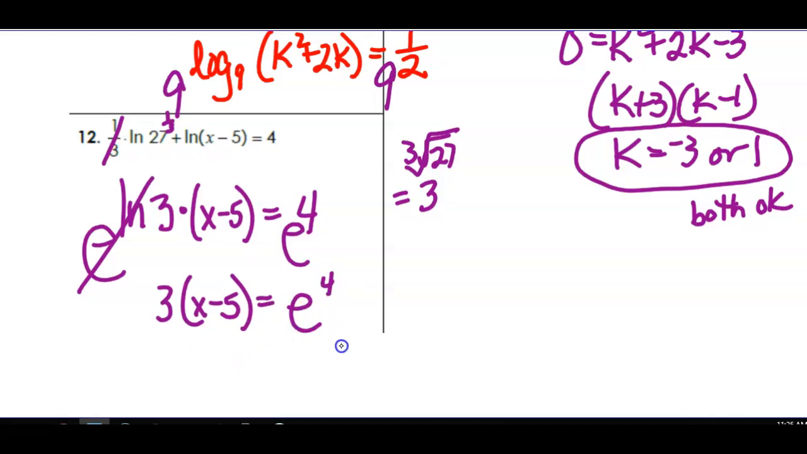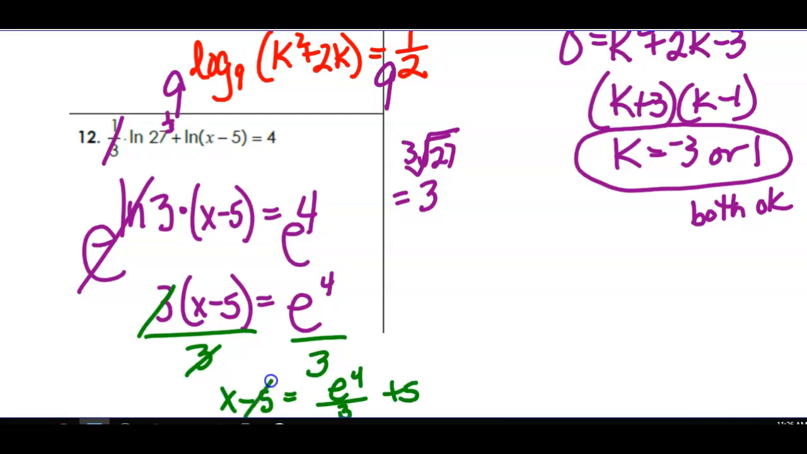If you wanted an exact answer here, you could certainly divide both sides by 3. You could distribute, that would work, but I like to be lazy. Divide the 3 over here, and then add the 5 over here. So this is your exact answer, or you could go with a decimal. You could just change this to a decimal, divide it by 3, add 5, or distribute, however you want to come about the answer as a decimal.